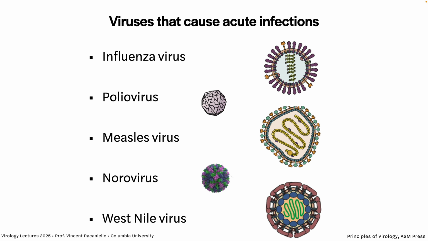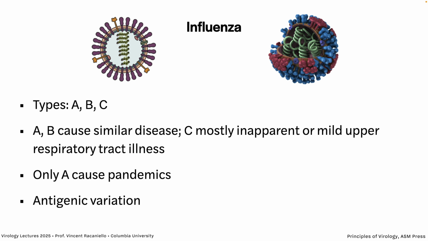All right, so I'm going to talk today about 5 viruses that cause acute infections. And I picked them because 2 of them are transmitted by the respiratory route, influenza virus and Measles virus. 2 of them are transmitted by fecal-oral route, poliovirus and norovirus. And 1 is transmitted by mosquitoes, West Nile virus. So let's start with influenza virus.